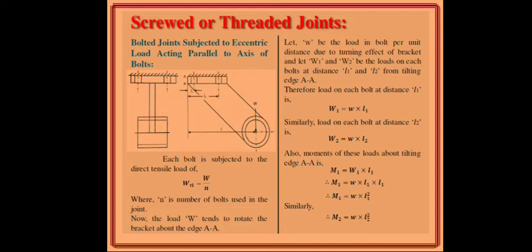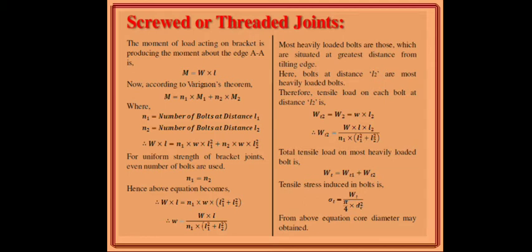the mechanics, and as you already learned, taking moments about anything means distance into perpendicular load. Now M1 is equal to w into L1 into L1, so M1 is equal to w into L1 square. Similarly, M2 is equal to w into L2 square. Now the moment of the load acting on a bracket, producing the moment about the edge A, is given by M is equal to W into L.